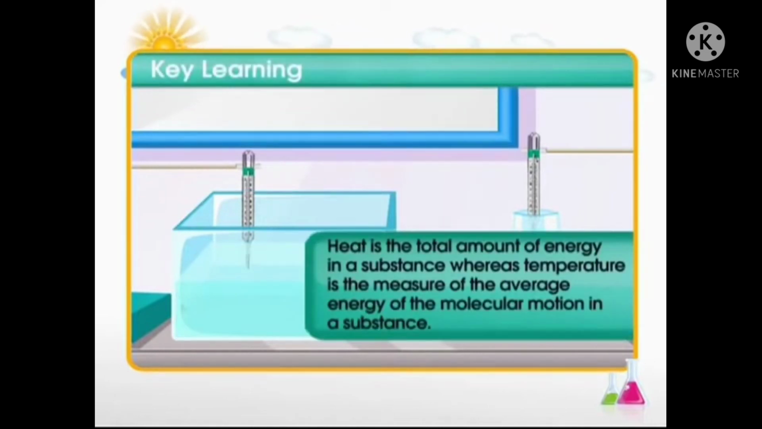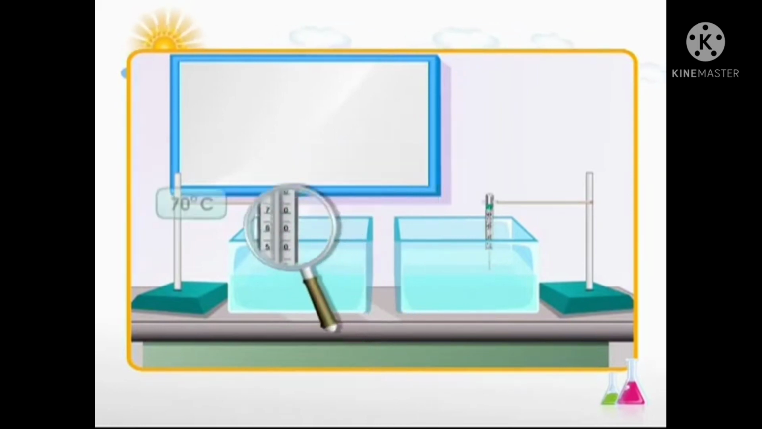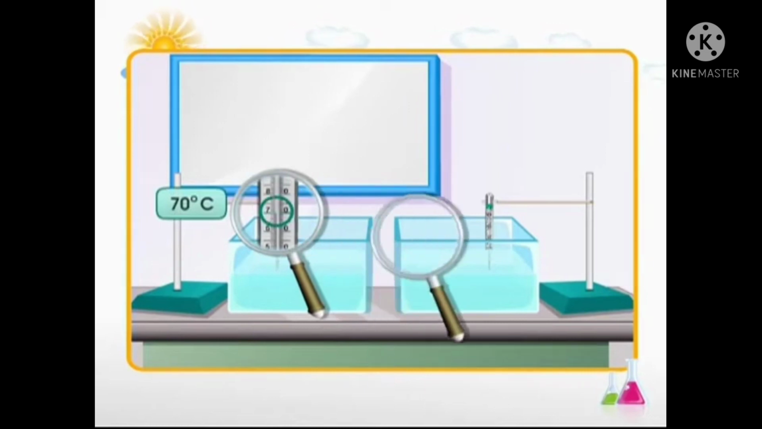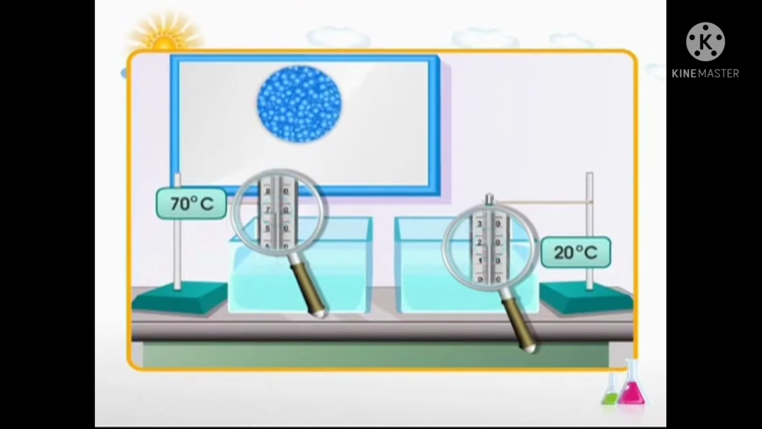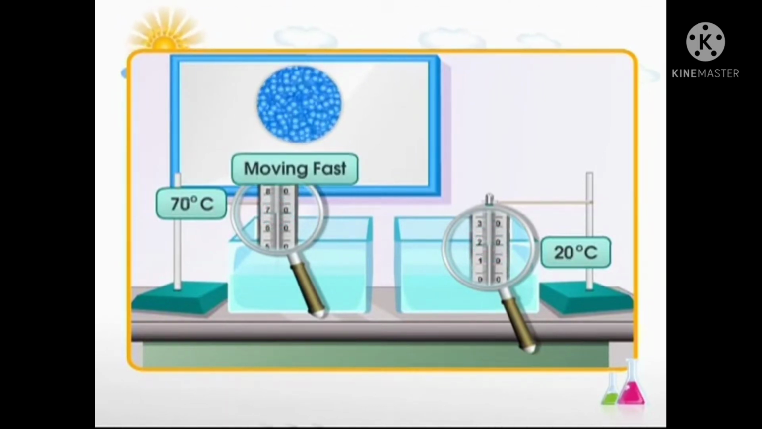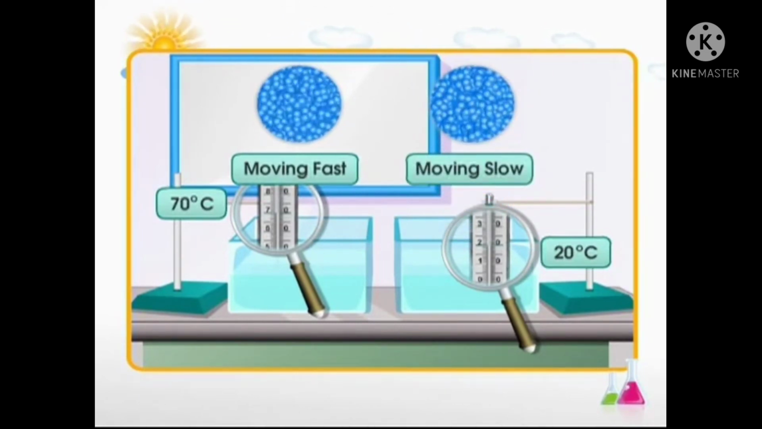Heat, thus, is a total amount of energy in the substance, whereas temperature is the average energy of the molecular motion in a substance. Consider two glass containers filled with water. One container is at 70 degrees Celsius and the other at 20 degrees Celsius. The molecules in the water at 70 degrees Celsius will vibrate more vigorously than those in the water at 20 degrees Celsius.